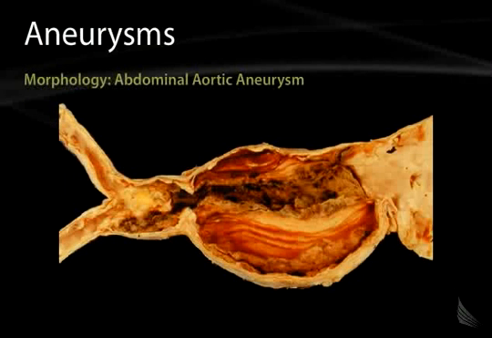Here is an example of an abdominal aortic aneurysm. You can appreciate the dilation between the renal arteries and the bifurcation on the left there, and you can appreciate the extensive atherosclerosis involving the side walls of the aorta.